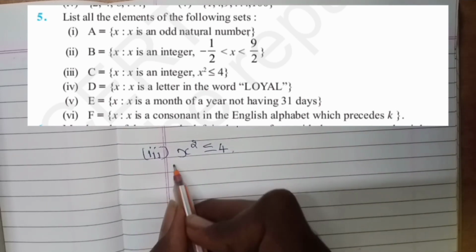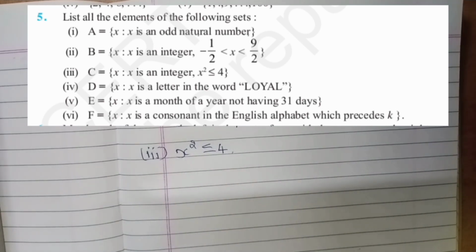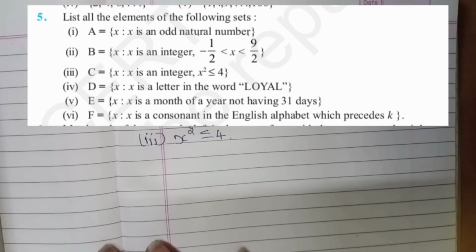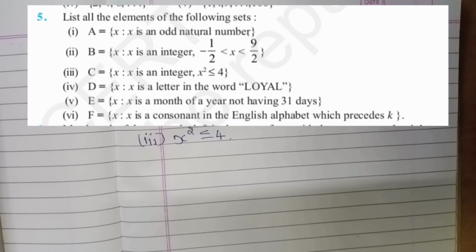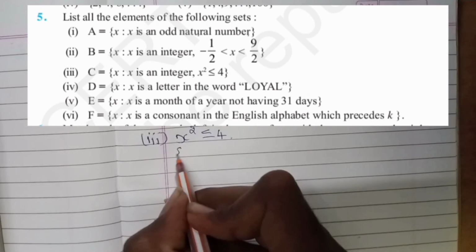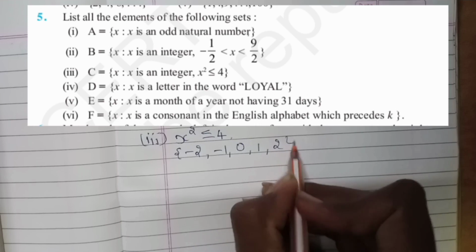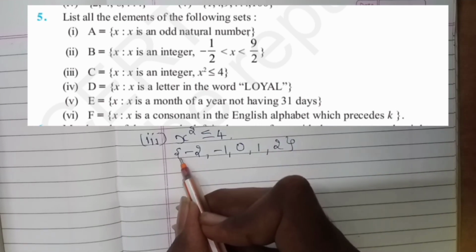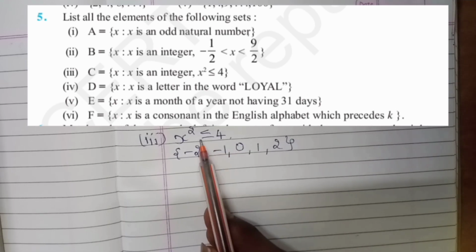So 2 is the first and the last point. First point means minus 2, last point means plus 2. Everyone knows that if we apply minus 2 also, the answer will be positive, so it is similar itself. We'll write the elements minus 2, minus 1, 0, 1, 2. 3 is not considered, minus 3 is not considered because the answer will be greater than 4. 0 is considered because it is less than 4.